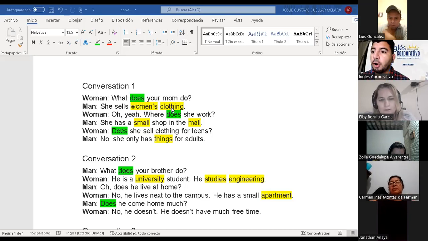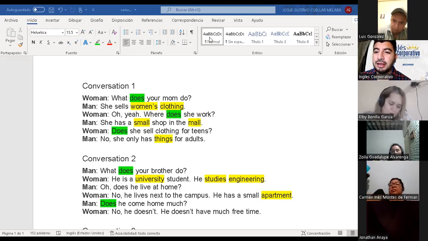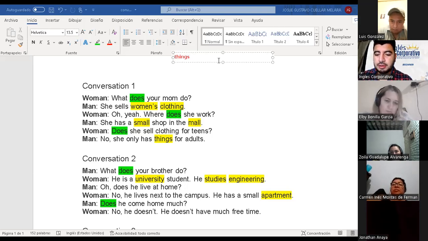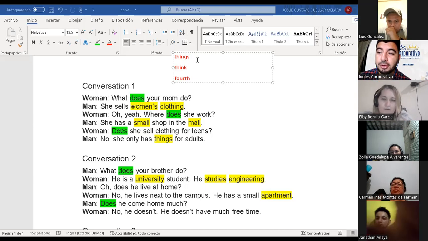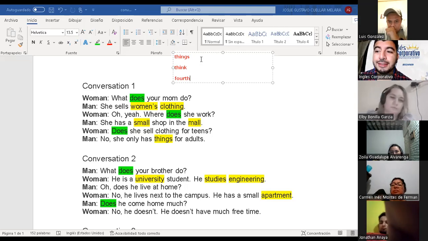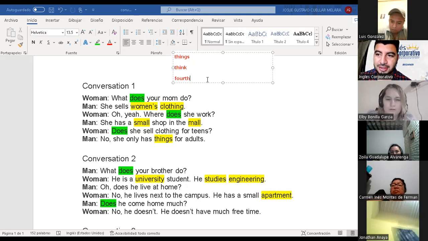Me dicen que repita clothing, clothing, como con Z. La TH, toda la que sea TH. Por ejemplo, things, think, for. Normalmente la TH tiene sonido como Z, como zorro, zapato, zorro. Things, things. Think, for, por eso clothing, clothing, thing, thing, thing.